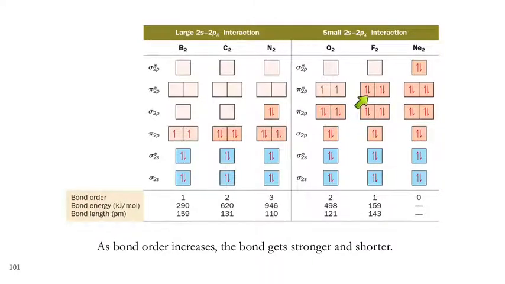Fluorine adds 2 more electrons, so those go into pi star, anti-bonding orbital, and its bond order drops. Then we get to neon, where all of these are going to be full, and we're going to get a bond order of 0. There's no bond energy or bond length listed there because this bond doesn't form. Can't measure it. Any questions?